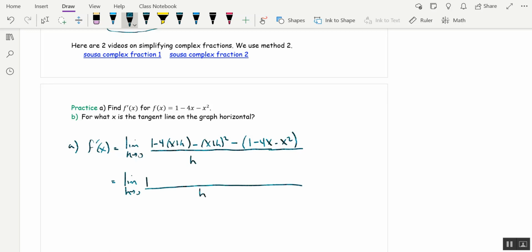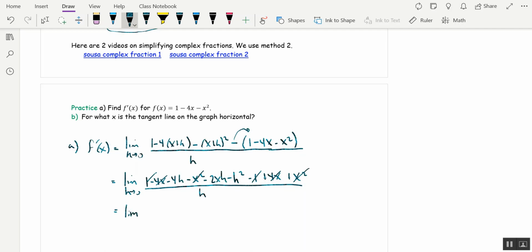In the numerator, I get 1 minus 4x minus 4h. Now I'm going to do FOIL: minus x squared minus 2xh minus h squared. And now I'm going to distribute this minus: minus 1 plus 4x plus x squared. Okay, a whole bunch of things cancel: the x squareds, the 4x's, and the 1's. Now, there's 3 terms left on top. Each one has an h in it.